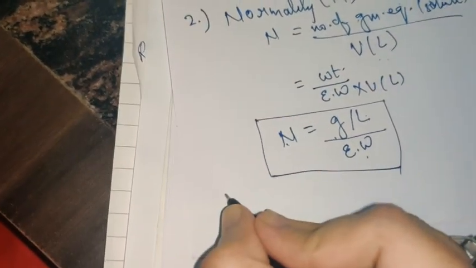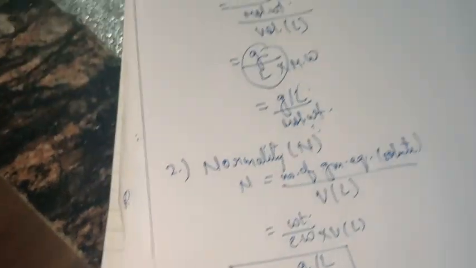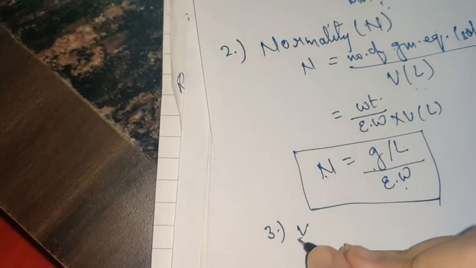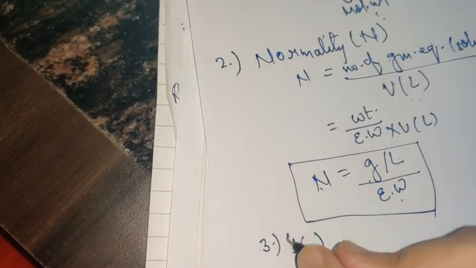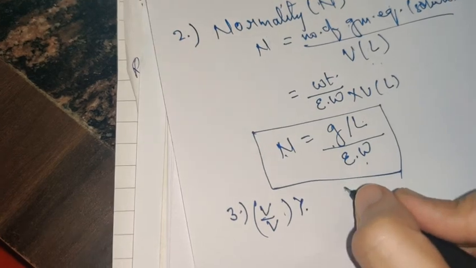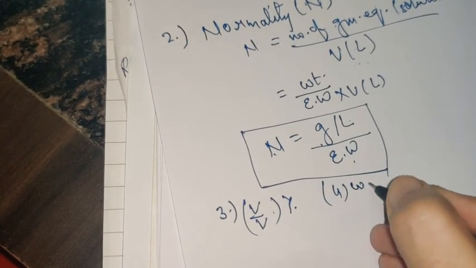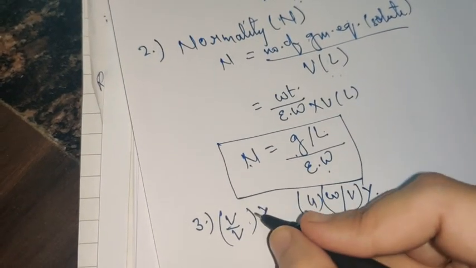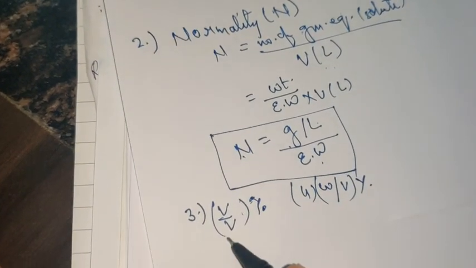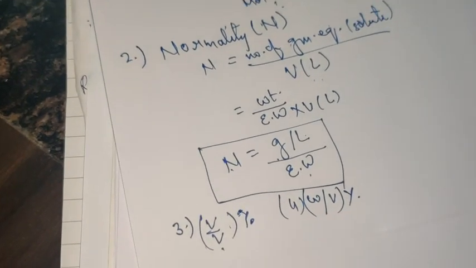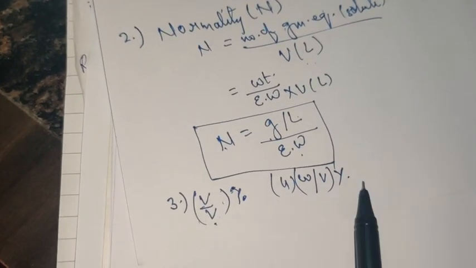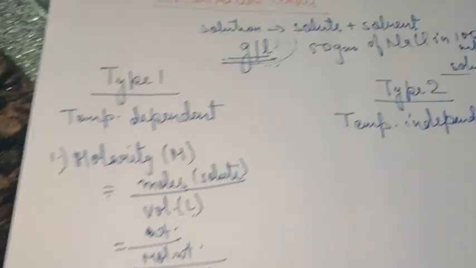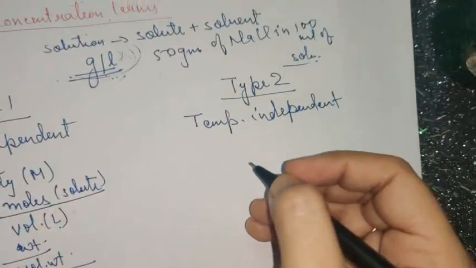Now moving on to the third concentration term. The third concentration term, which can be categorized as temperature dependent, is volume by volume percent. I'll tell you what it is. And then the fourth is weight by volume percent. In this case also you can see, children, that both the concentration terms include volume. So when volume is involved, obviously it will be temperature dependent.